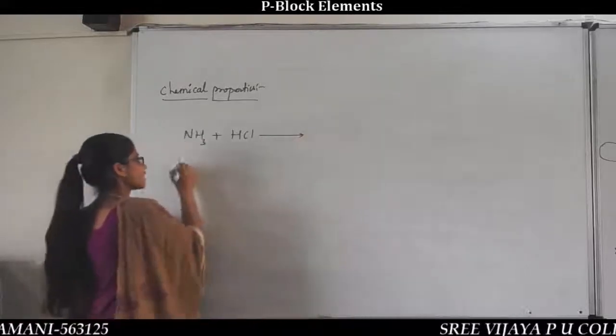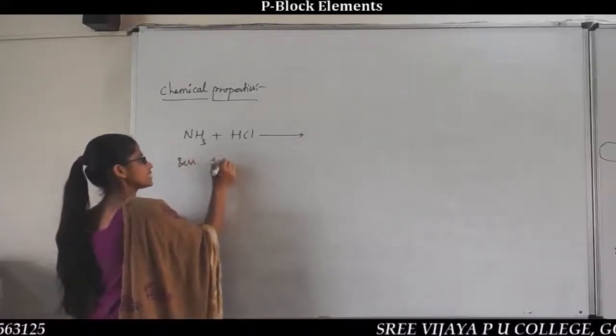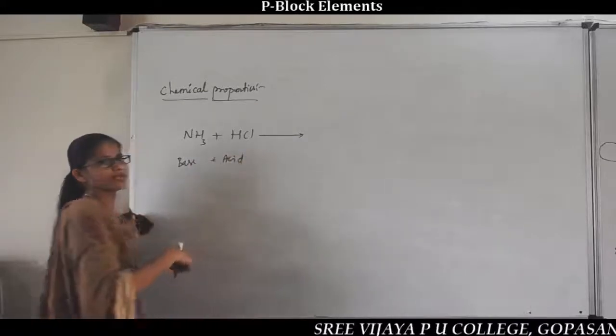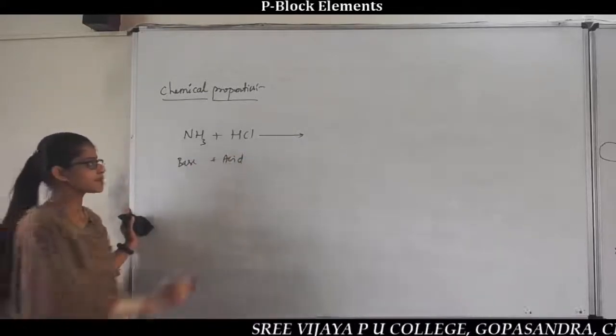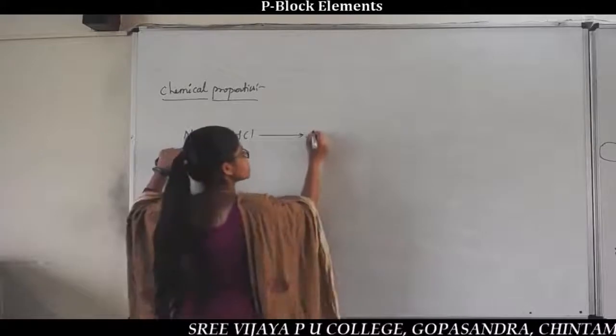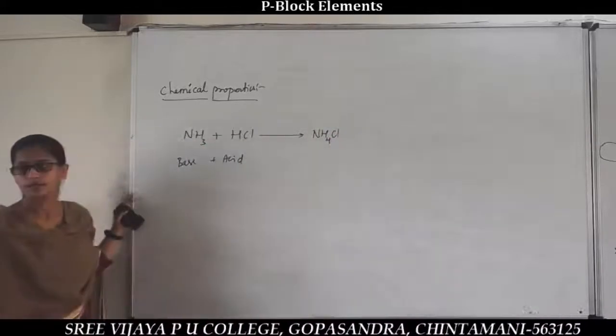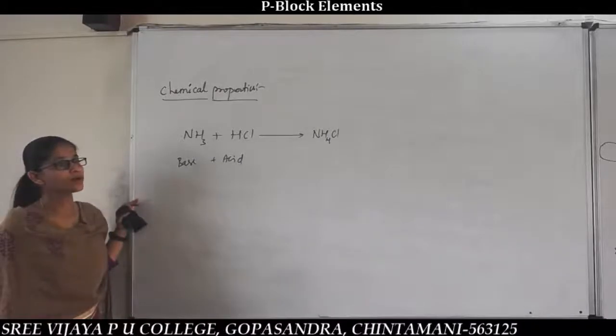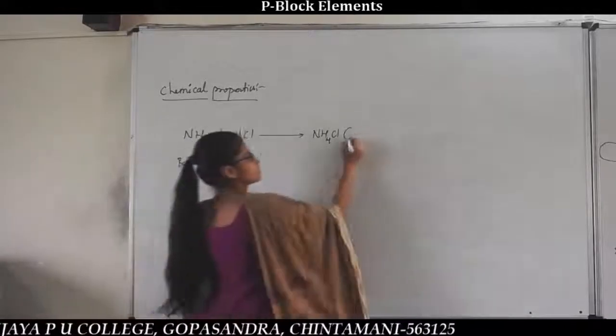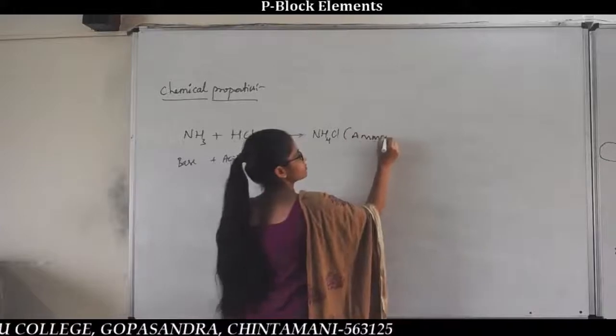See, basically it is basic in nature. It is an acid. ಏನ್ ಫಾರ್ಮೇಷನ್ ಆಗಬೇಕಿಲ್ಲ, ಸಾಲ್ಟ್ ಫಾರ್ಮೇಷನ್ ಆಗಬೇಕು. Which type of salt? See, ammonia reacts with HCl, it gives us ammonium chloride. Ammonium chloride salt ಫಾರ್ಮೇಷನ್ ಆಗುತ್ತಾ? This is called as ammonium chloride salt.